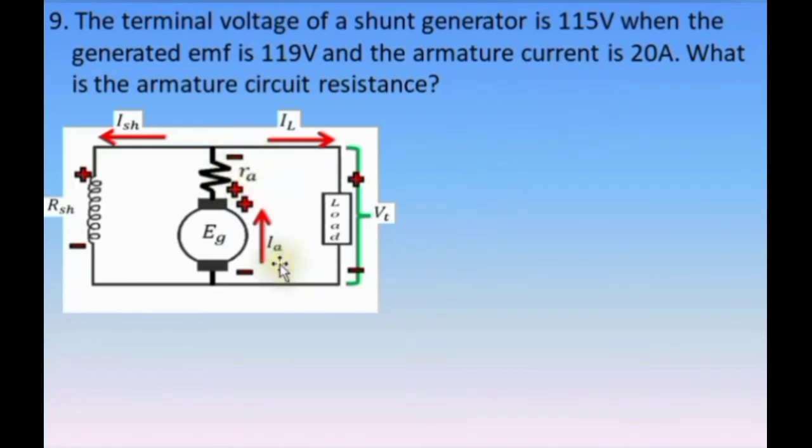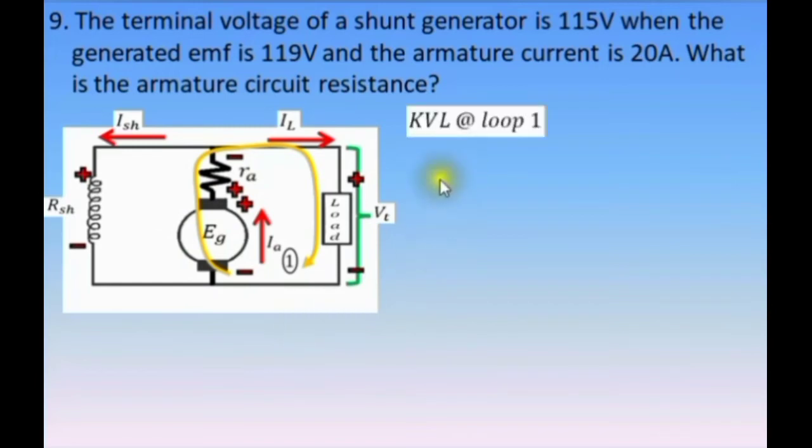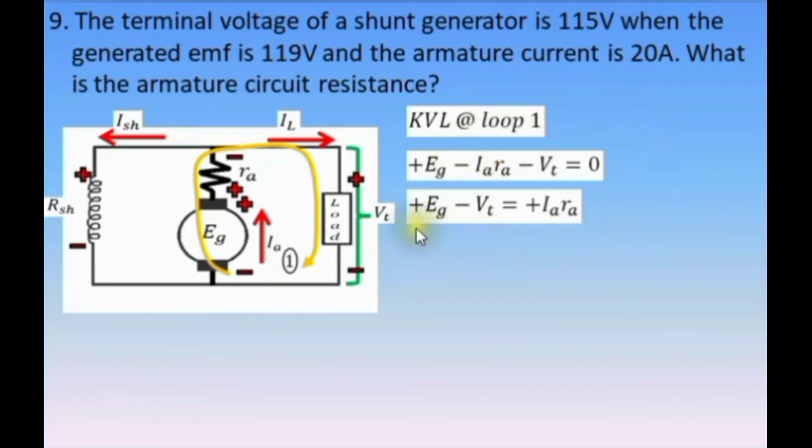Understanding this problem, we will just be dealing with this loop. It passes from the armature circuit to the terminal voltage. Let's say this is loop 1, so therefore Kirchhoff's voltage law at loop 1, we begin at the generated EMF, that is positive. Next we have negative RA, multiply that by IA. And lastly, negative terminal voltage. So we have this equation, positive generated EMF minus IA times RA minus the terminal voltage equal to 0. Armature circuit resistance is required, so therefore we transpose negative IA RA to the other side of the equation. So we have EG minus VT equals positive IA times RA.